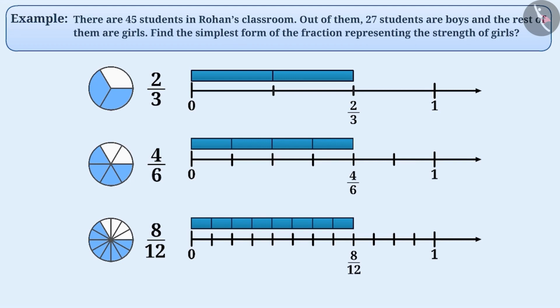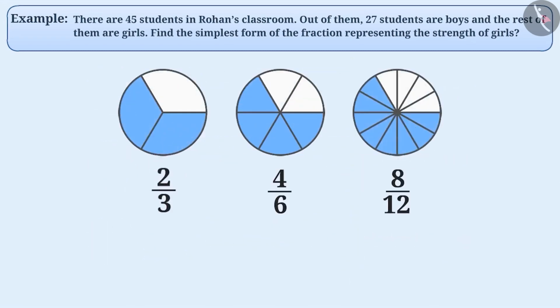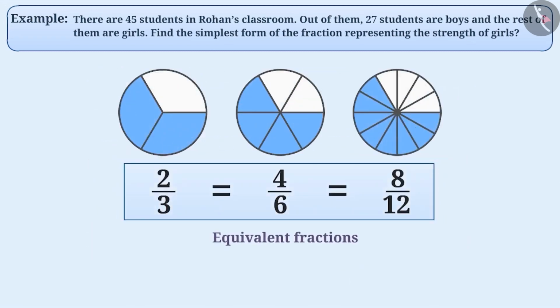As you can see that the fractions 2 by 3, 4 by 6 and 8 by 12 are represented at the same position on the number line. So, their values are equal. That means all these fractions are equivalent.